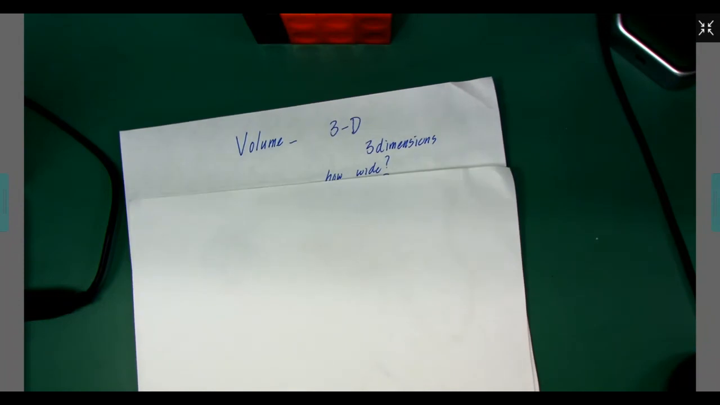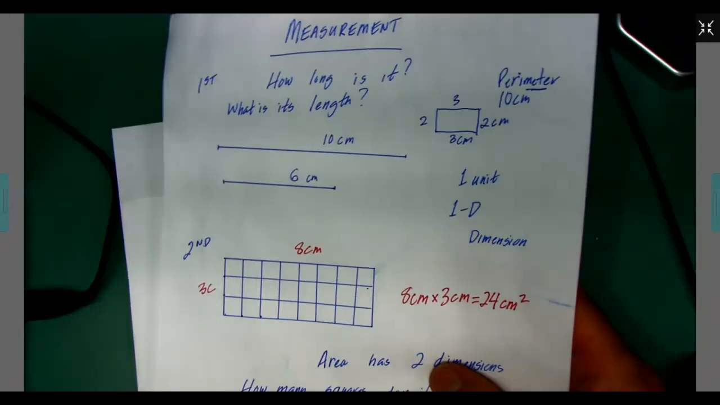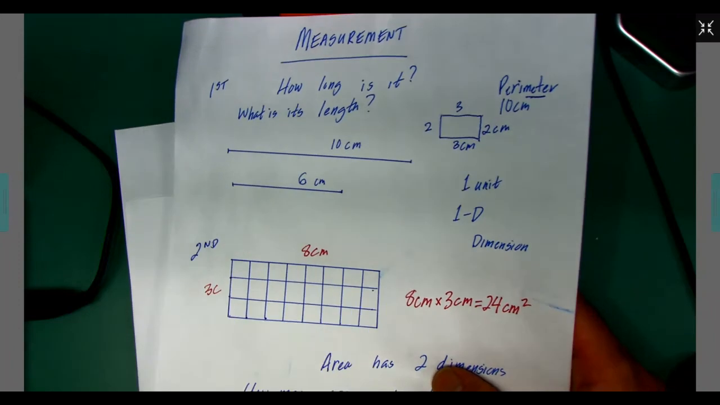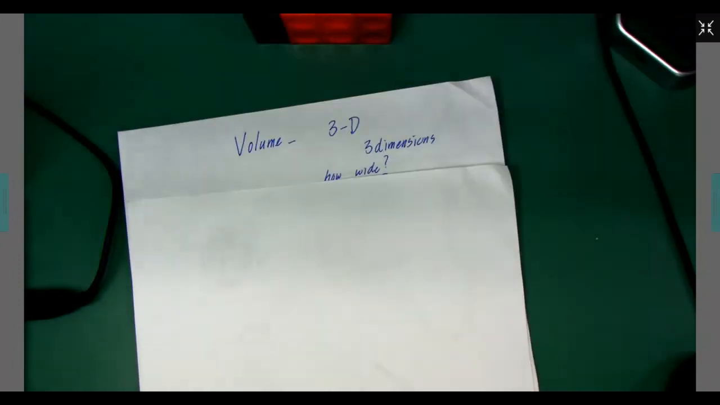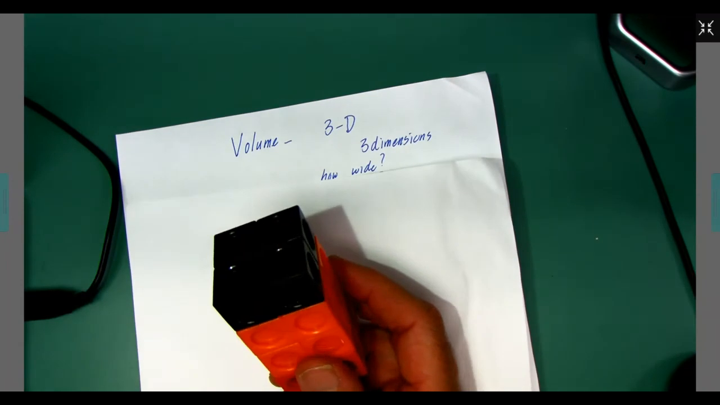Remember when we did length, we just had that 1 dimension, how long it is. When we did area, we had square units. For volume, we're going to have cubes. How many cubes does it take to make this?